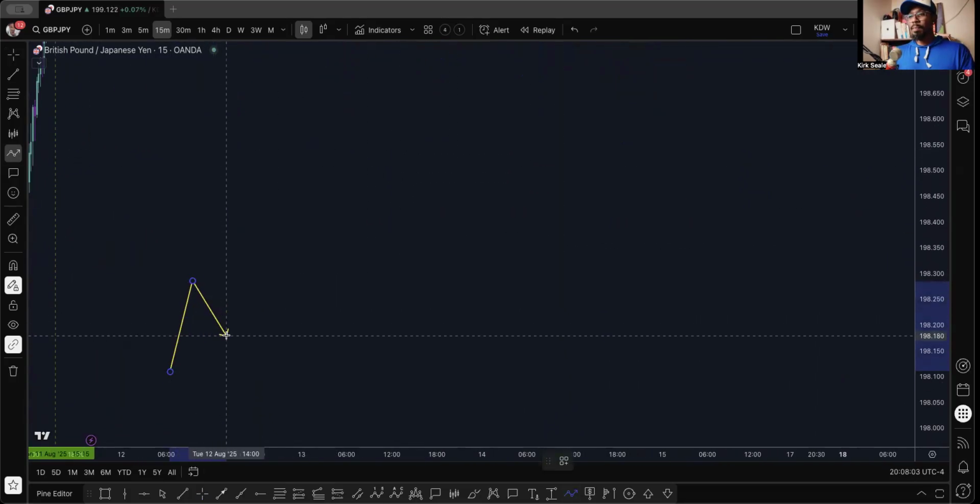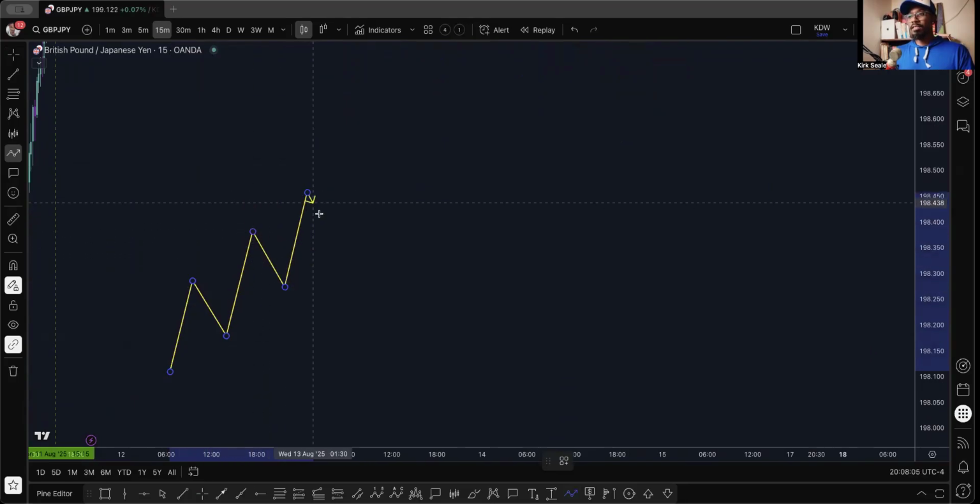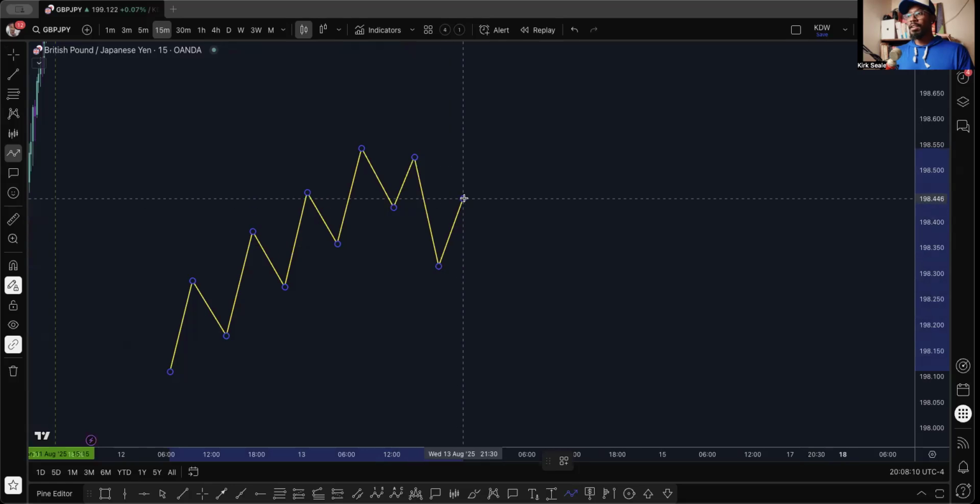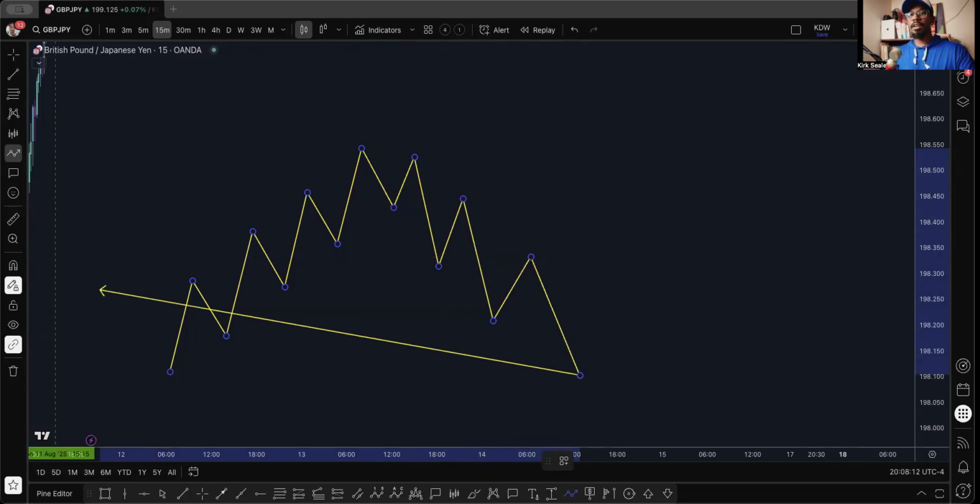We know the bullish trend is this, right? And now a bearish trend is going to be this. Guys, give me 1 second.